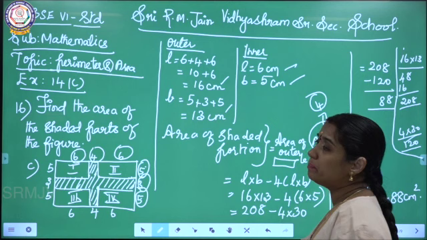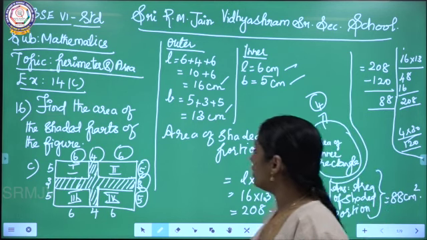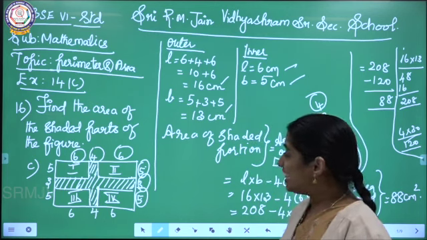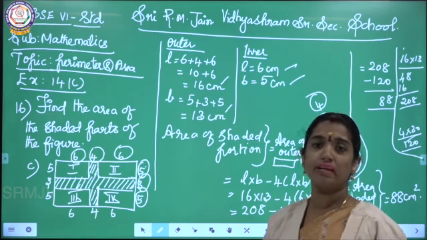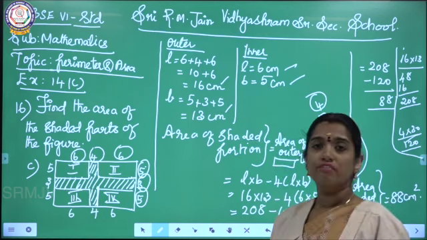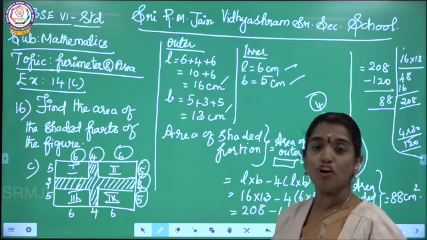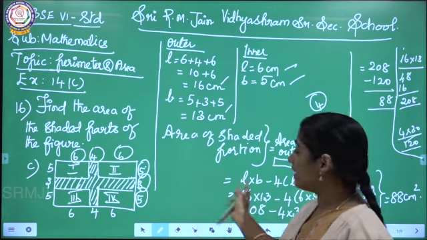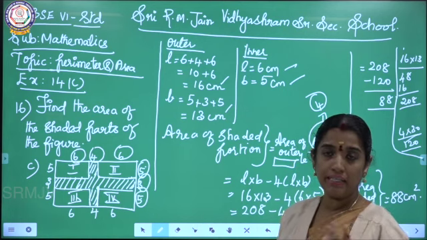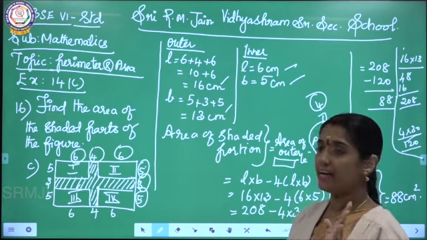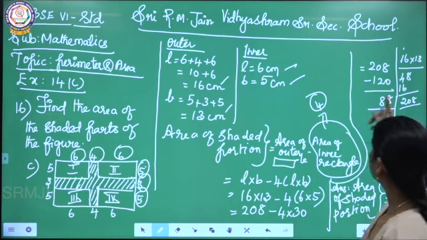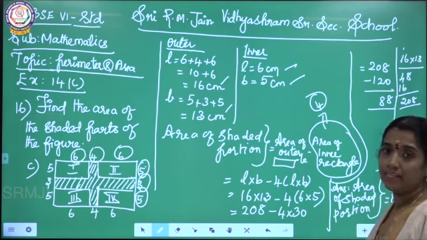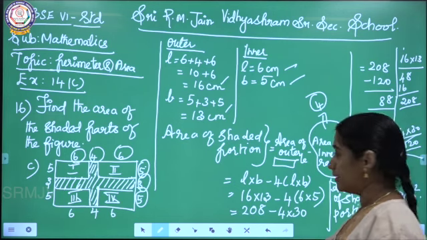Why do I have to multiply this by 4? Because I am having 4 rectangles, and each rectangle has the same measurement. The length is the same for the 4 rectangles as well as the breadth is the same for the 4 rectangles. So, directly I can substitute and multiply that with 4. Finally, I can subtract that, and I get 88 centimeters square as the answer.